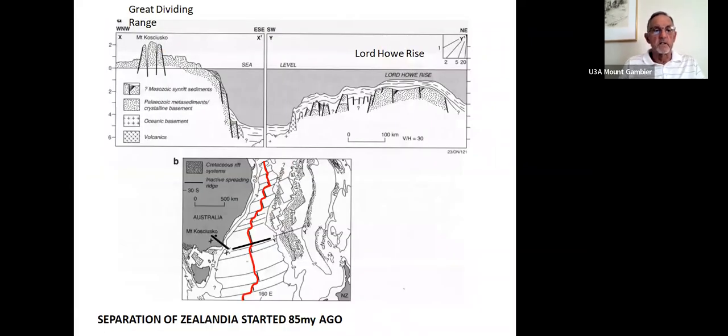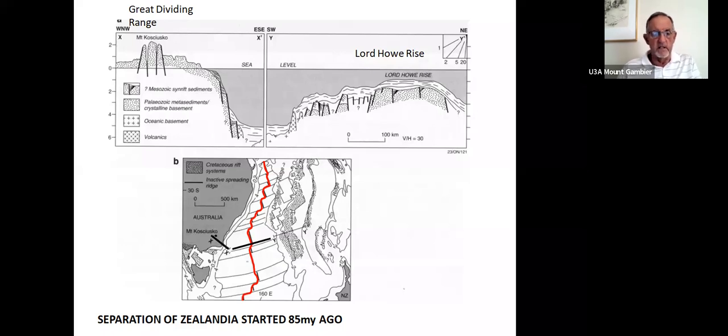This is just a cross-section showing the dividing range on the left through to the Lord Howe Rise and the nature of the faulting with exaggerated vertical scale, showing how the crust has been teased apart, like teasing wool apart in effect. And the central oceanic ridge of the Tasman Ocean is shown in red on the lower diagram, with the Lord Howe Rise dotted to the east of it. And the Norfolk Ridge, which extends right down to the North Island of New Zealand, is on the right-hand side of that insert.